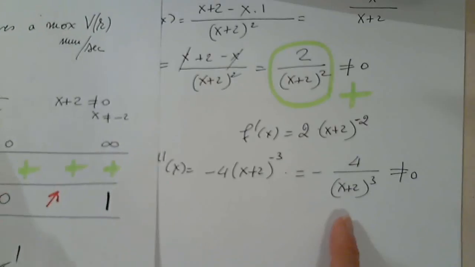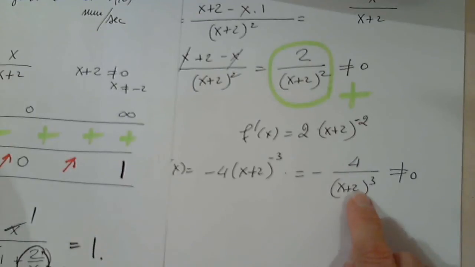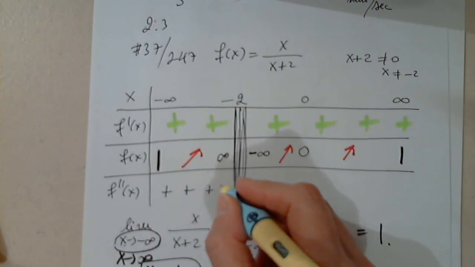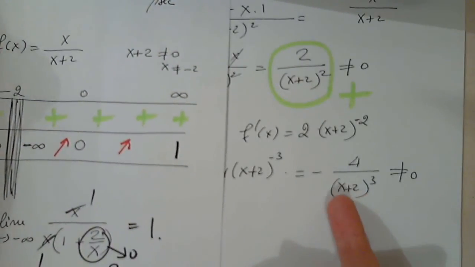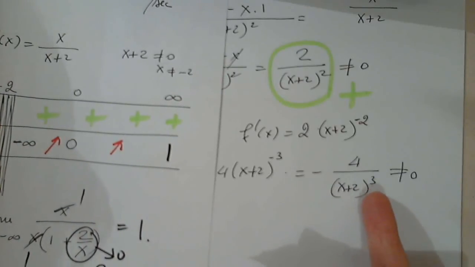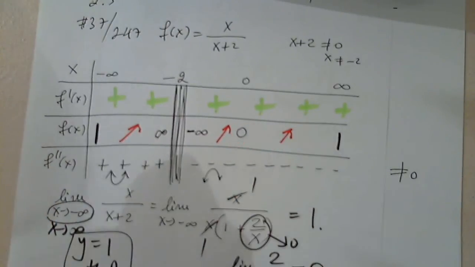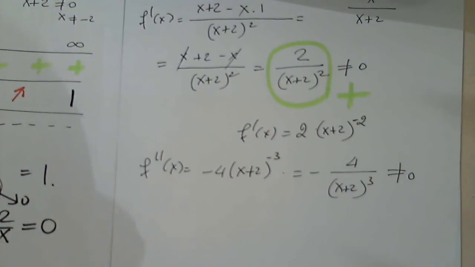So to the left-hand side of -2, I'm going to plug in -4. -4 plus 2 is -2. -2 cubed is -8, with negative in front. So this will be positive, which makes the function open upward. On the other side, I'm going to plug in 0. 0 plus 2 is 2. 2 cubed is 8. 4 over 8 with minus in front. That's negative. So then the function will open downward. The function is not symmetric, so I'm ready to graph it using my chart. Nothing else. I don't need anything else.